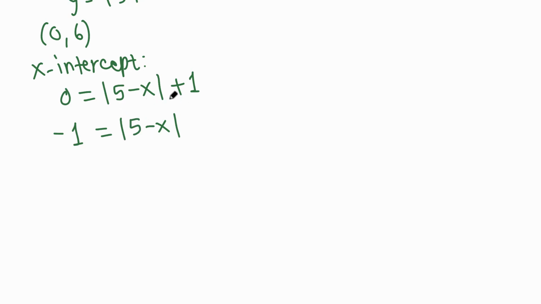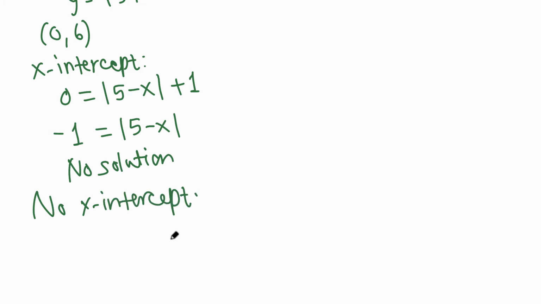Look, the absolute value of anything is always a positive number or 0. So absolute value of anything cannot be a negative number. So there are no x values for which the absolute value of this is negative 1. Because absolute value means distance from the origin or from 0, that is always 0 or positive, so it can't be negative. So no solution. That means x-intercept: none. That means the graph of the function does not intersect the x-axis.